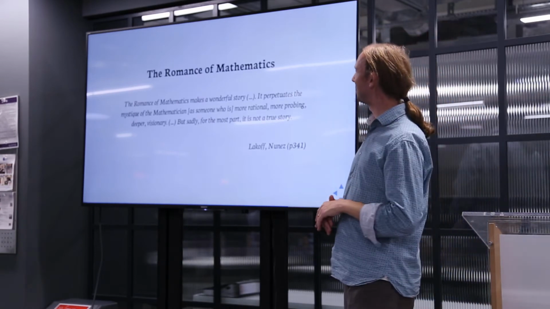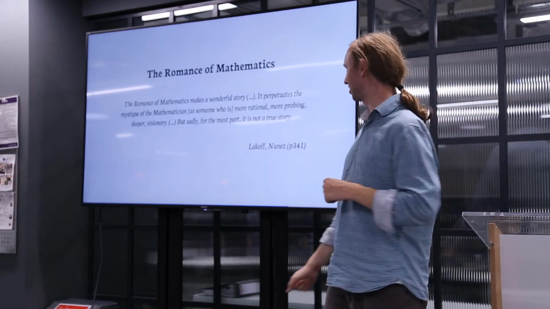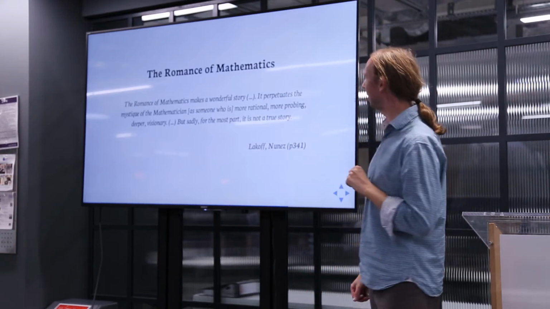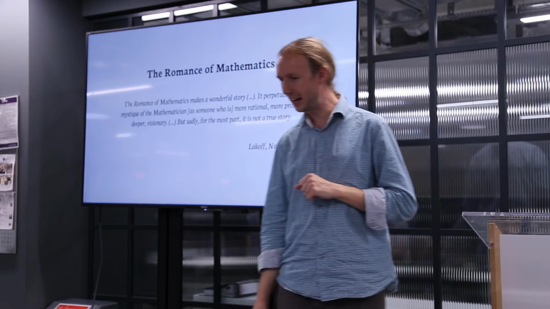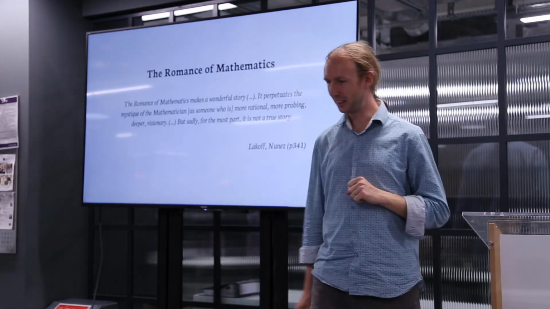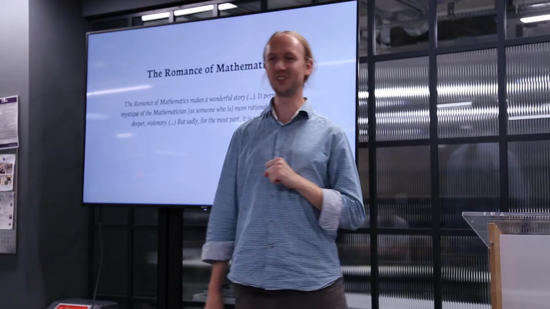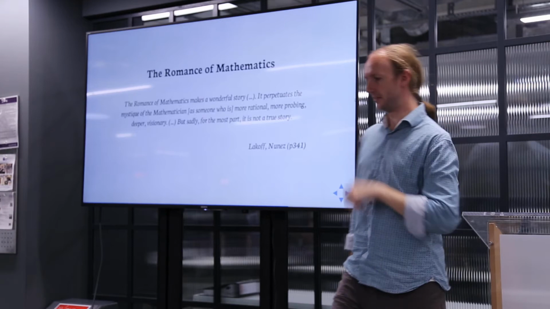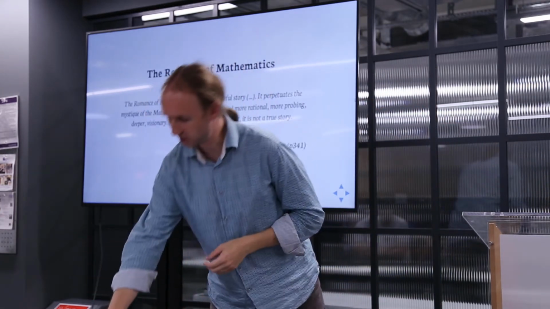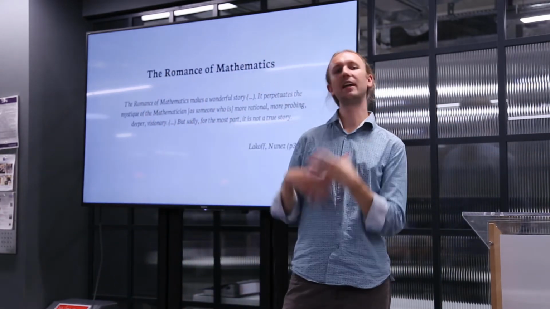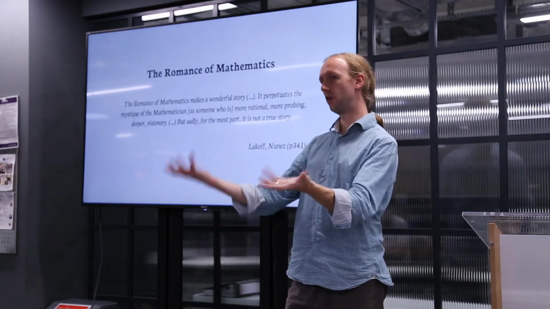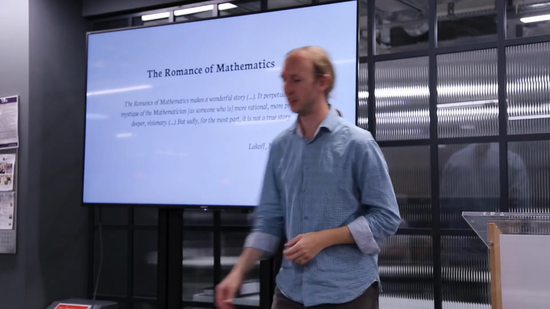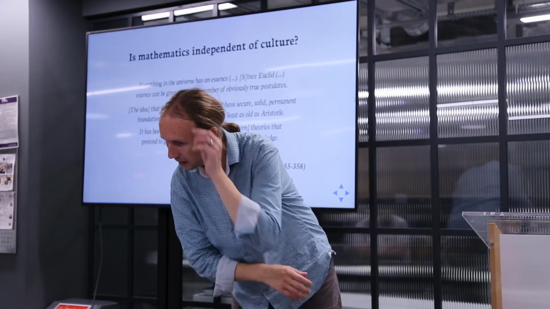So the summary is that the romance of mathematics makes for a wonderful story. It perpetuates the mystique of the mathematician, someone who is more rational, more probing, deeper and visionary, but sadly, for the most part, it's not a true story. It's not a true story because the only way we can actually talk about mathematics is from our brain and flesh mathematics that we experience and build up.